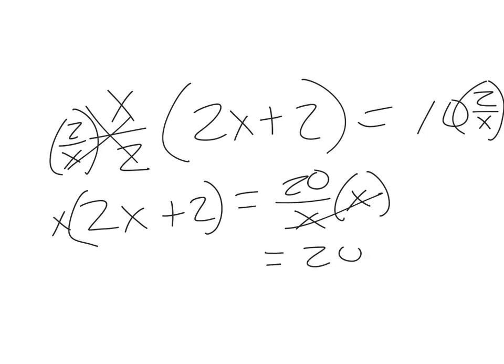So then I'm left with 20, and this is where you do distribute. I'm going to get 2x squared, because it's x times x, and then plus 2x. Oh, you wouldn't just minus 2x? No. You have to distribute it. So now you're getting into quadratic equations. That's later. So this one you wouldn't actually be able to solve for x.